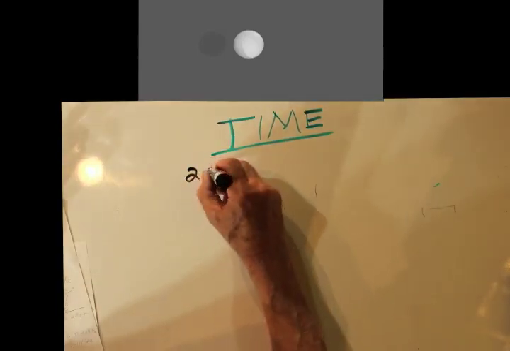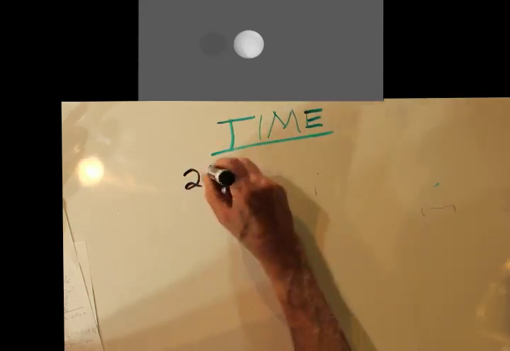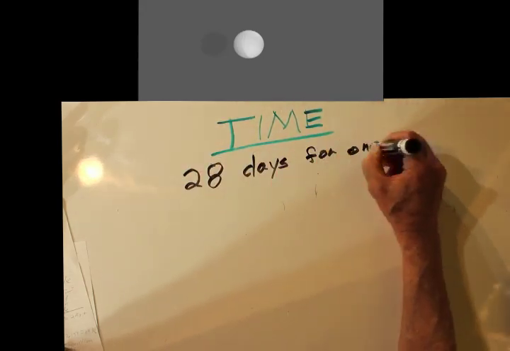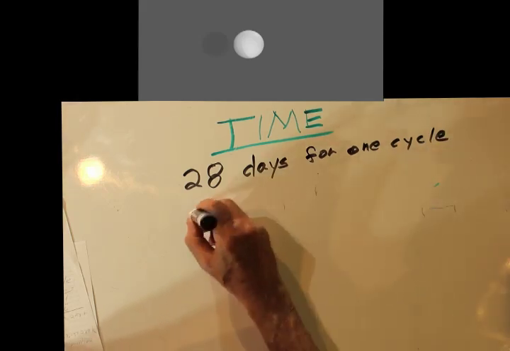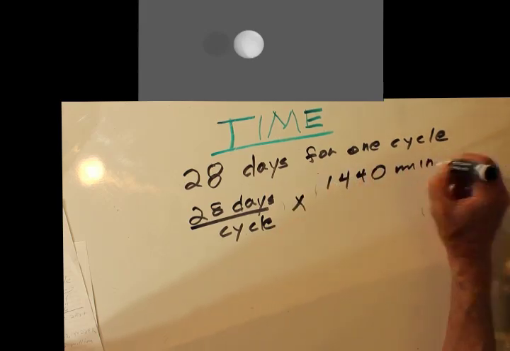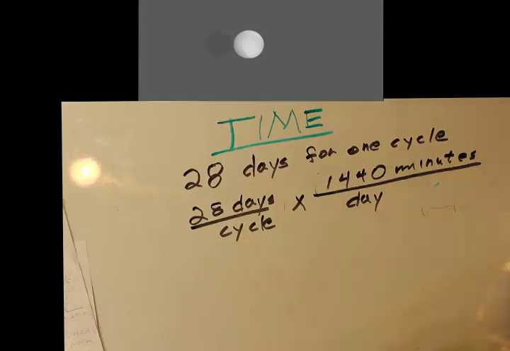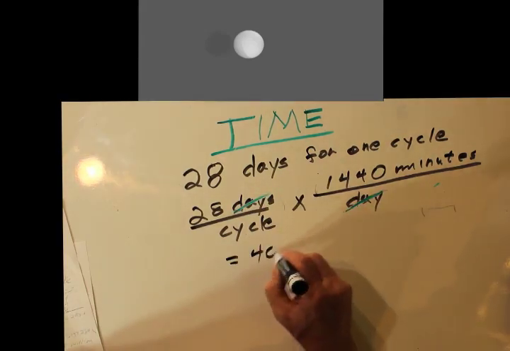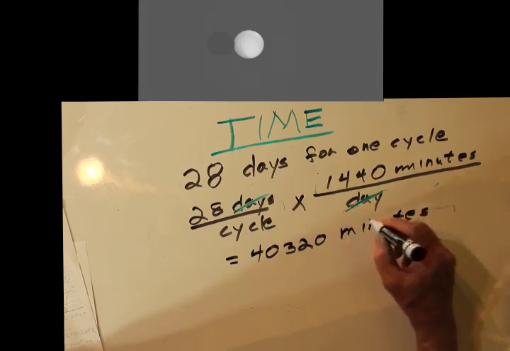Well, it takes 28 days to go all around the Earth. Let's do everything in minutes. Google tells us that there are 1,400 minutes in a day, so it takes 28 times 1,400 is equal to 40,000 minutes for the moon to go around the Earth.